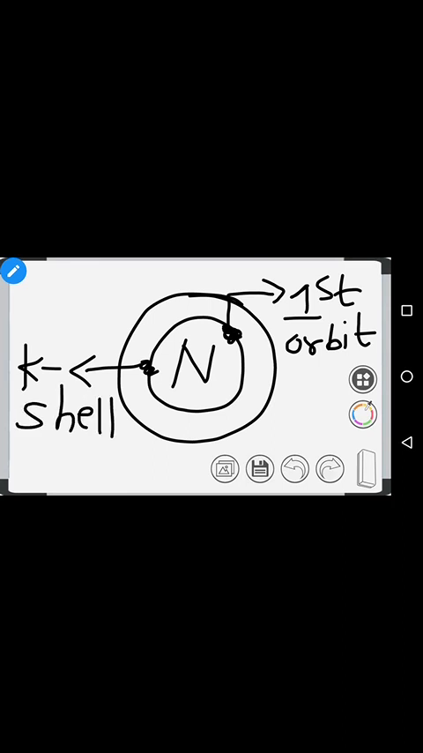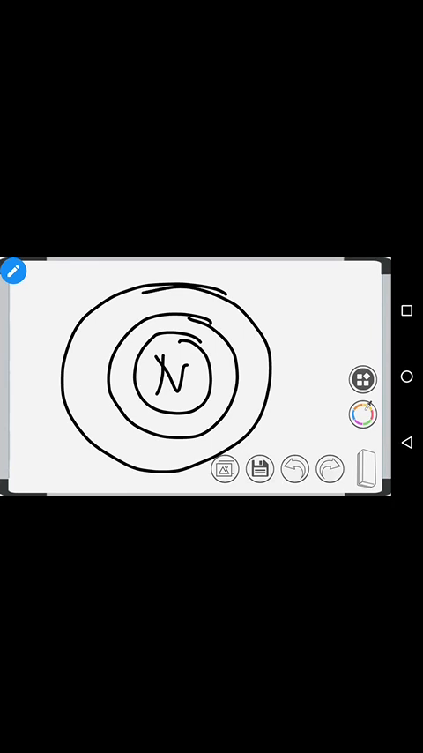It is a very easy concept for you. The first orbit is also known as the K shell. Now, to represent it as a number, the electrons revolve around the nucleus. They use another variable: n, the principal quantum number, which you will discuss further in your higher classes. For the time being, this one represents n equals 1.